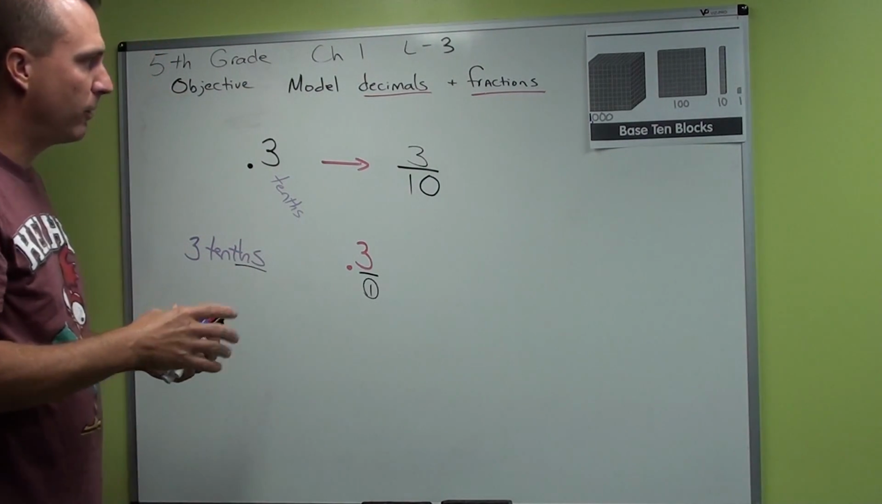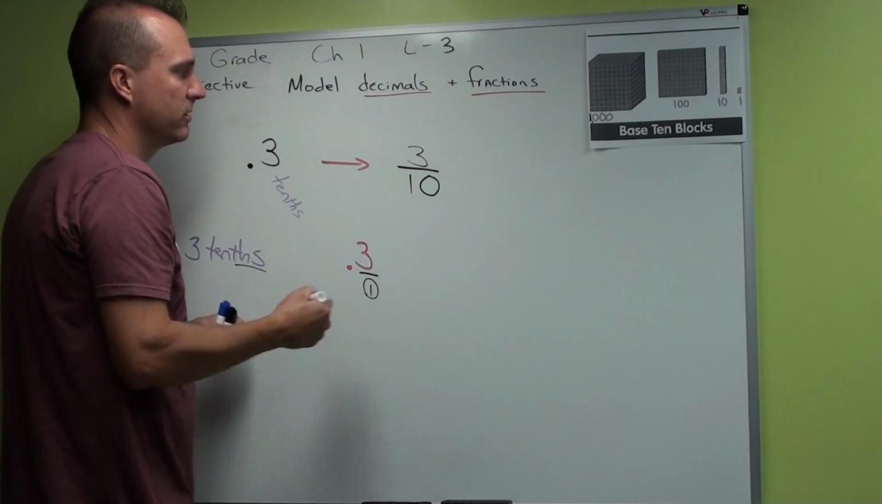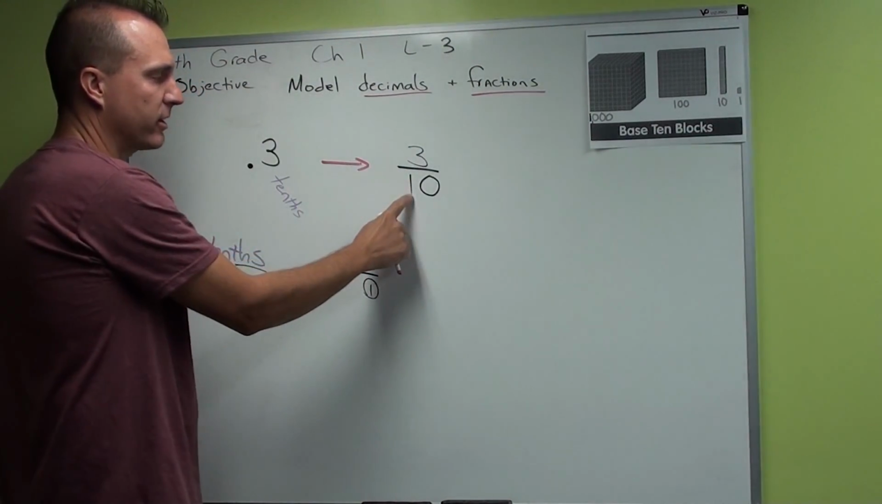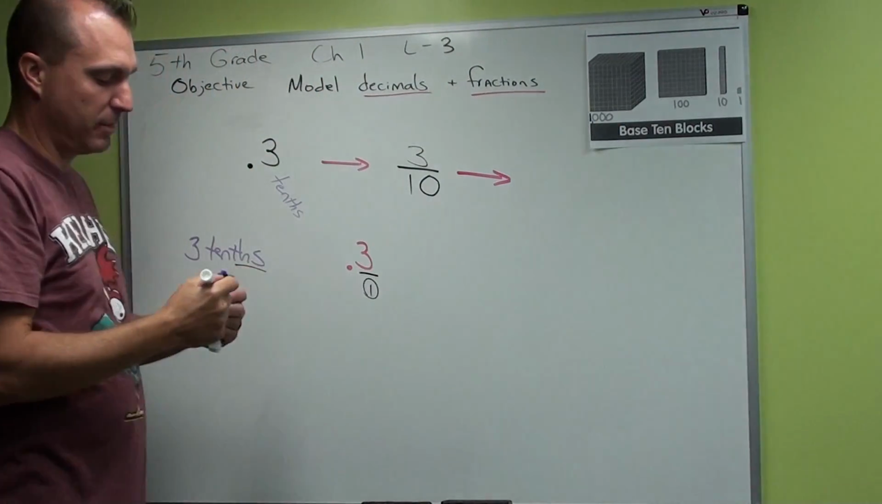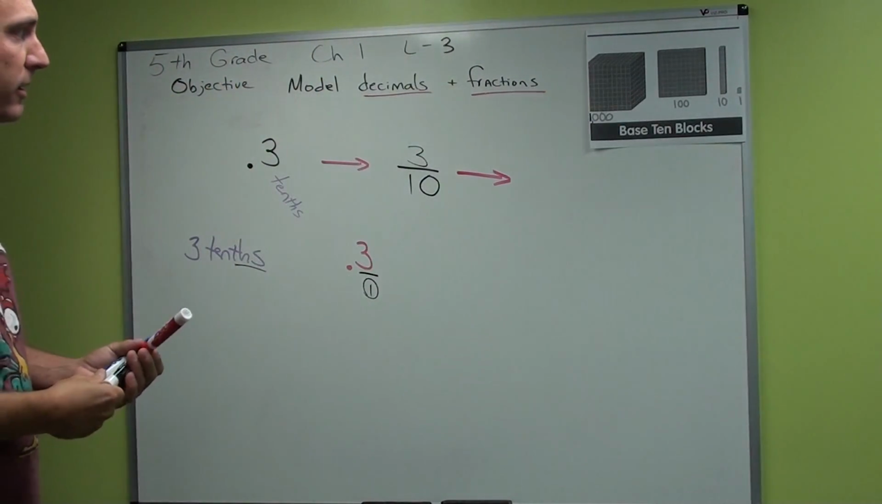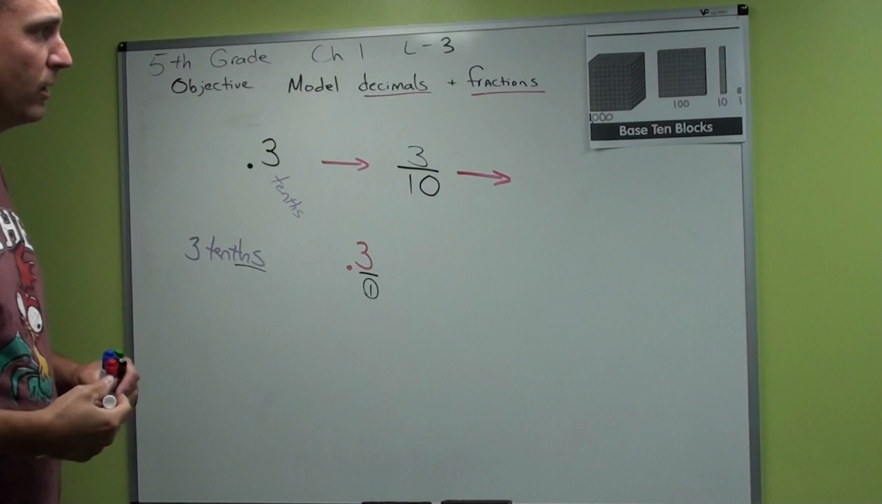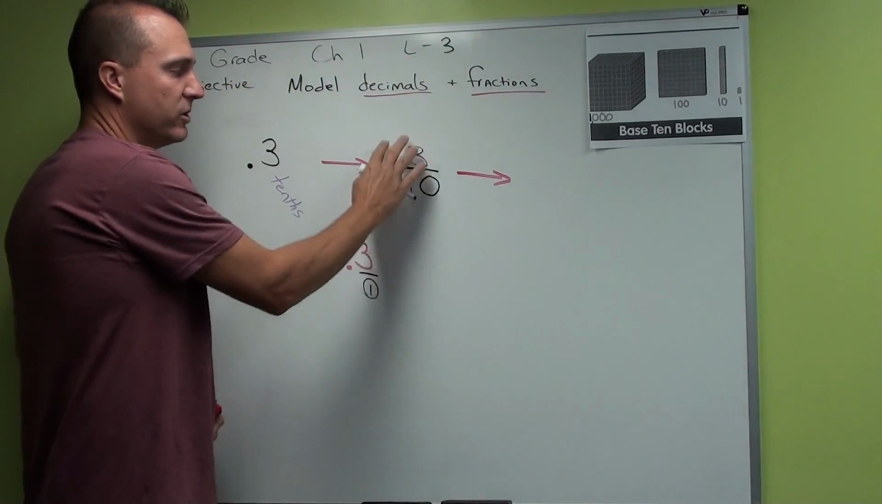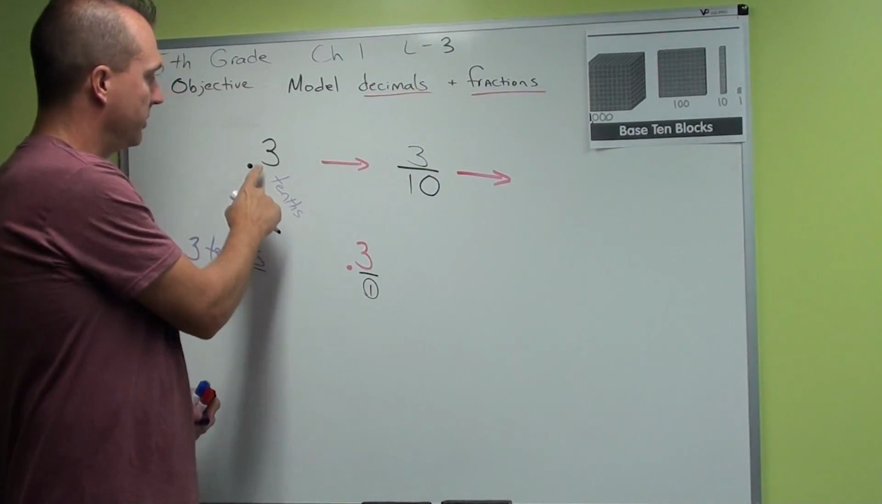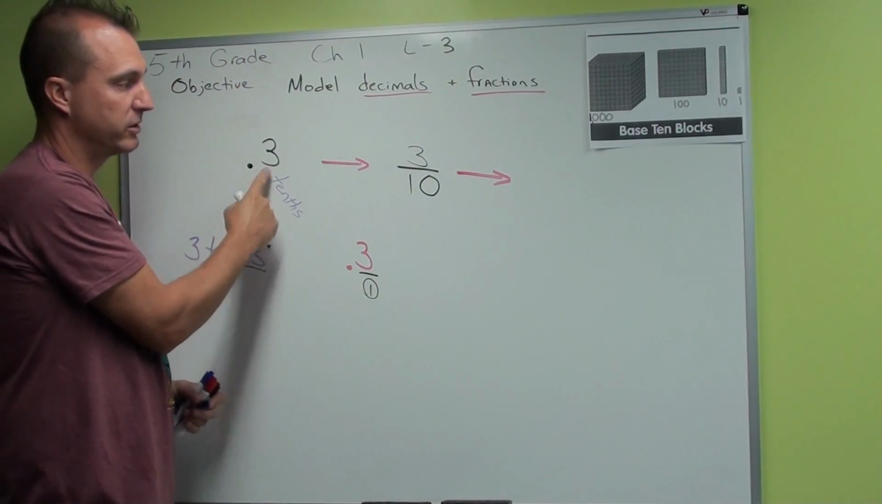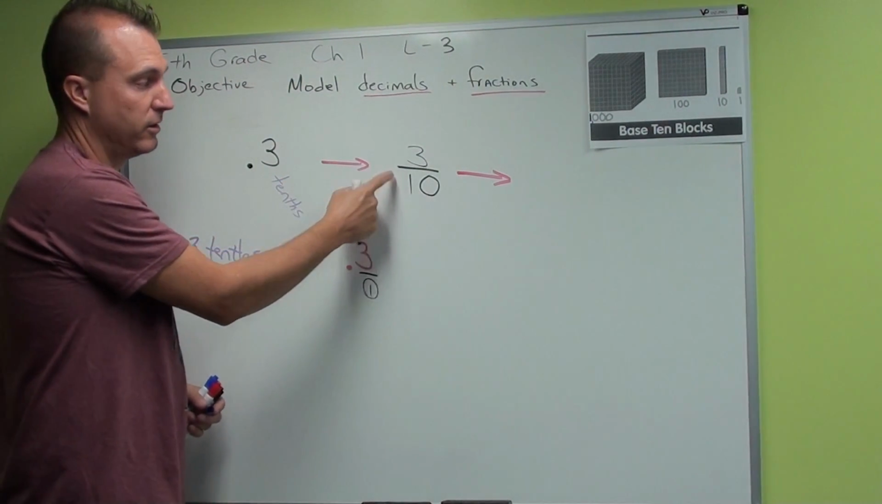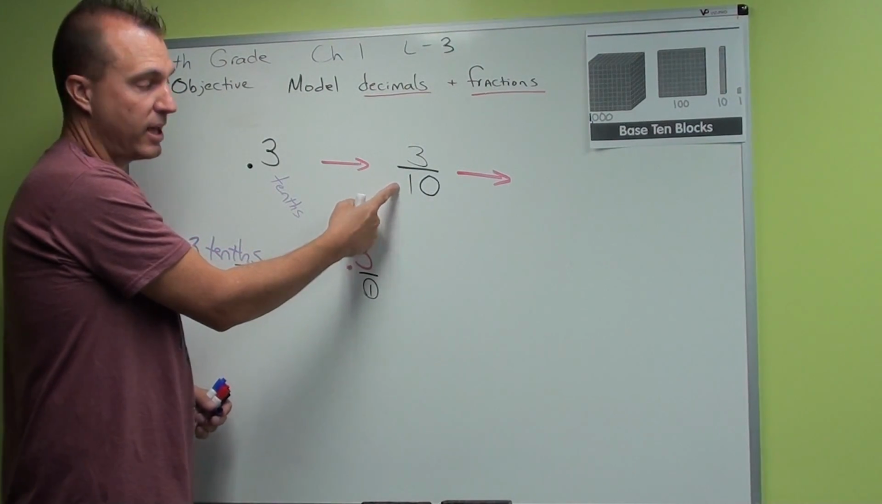Alright, but now I want to get it from the fraction. I went from a decimal to a fraction, but now I want to go from a fraction to a base 10 block. This is just a part of a number. This would be like having 30 cents. This is 3/10. It's 3 out of 10 of something.